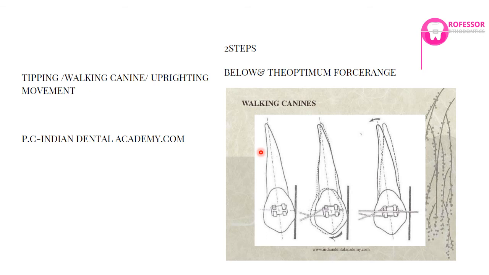This picture represents another example of two-step movements. Over here we can see that the canine is being distalized, and this method is called walking of the canine. You're trying to tip the maxillary canine distally first, the coronal part distally first. Once it tips slightly, you can see that in picture 2, it has tipped slightly. Then you tip the root also, so it appears like the canine is moving or walking distally. So it's also called tipping and uprighting of the canine.